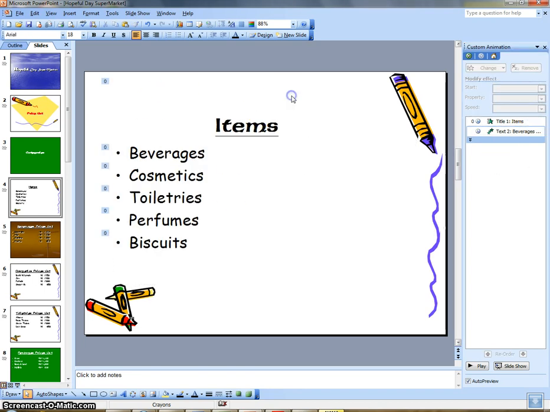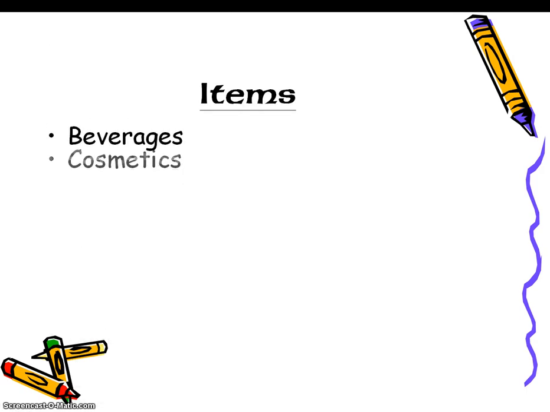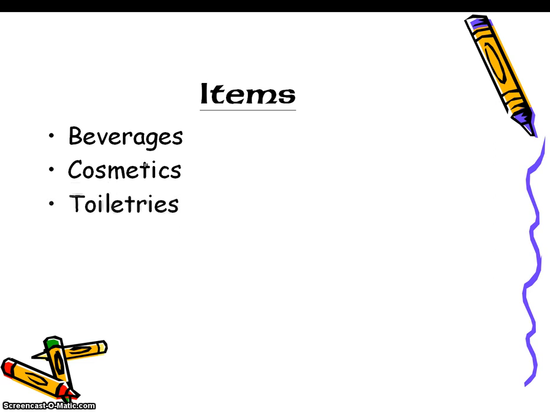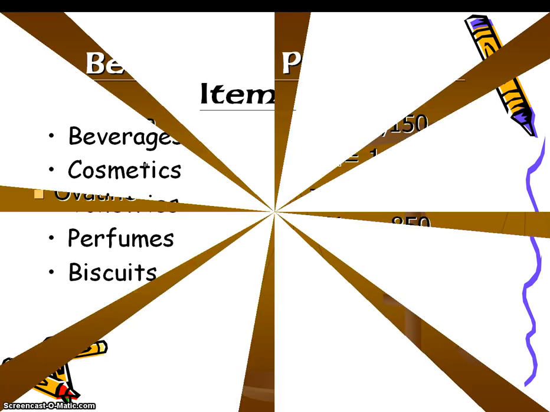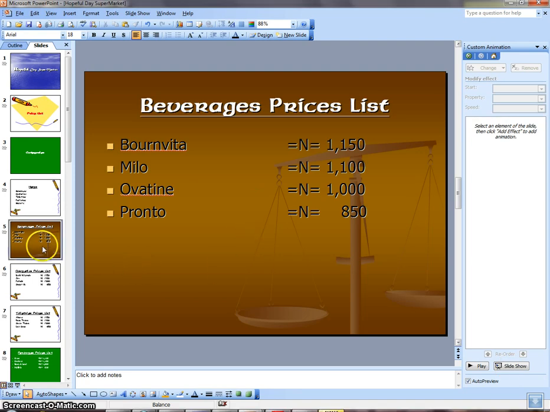So now if I play this, for example, items, beverages, cosmetics, toiletries, perfumes. Now that's the nice thing, biscuits. That's the nice thing about adding those effects to your clip.